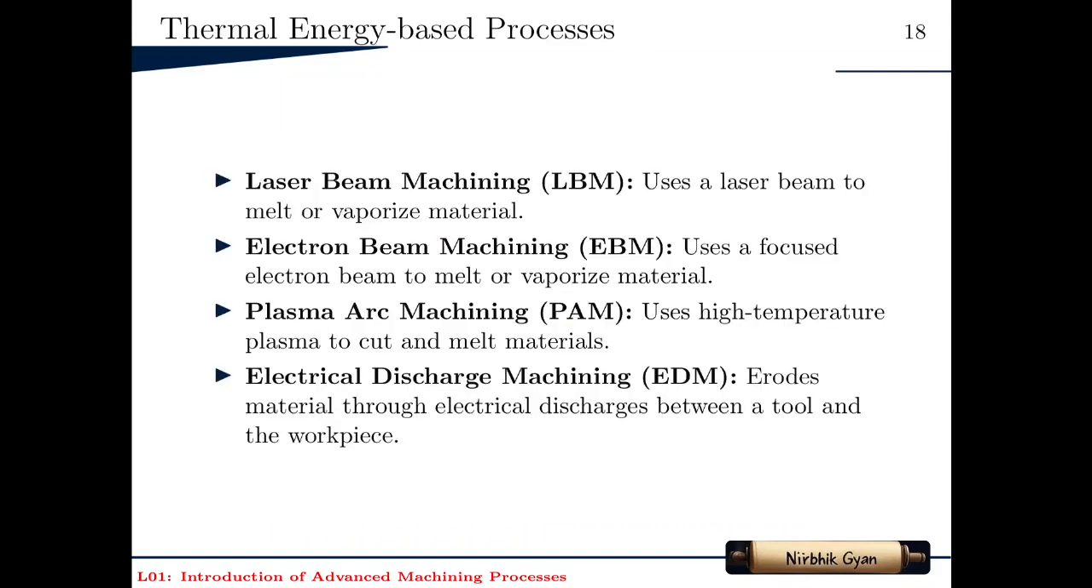In the thermal energy based category, laser beam machining uses a laser beam to melt and vaporize material. Electron beam machining uses a focused electron beam to melt or vaporize material, while plasma arc machining uses high temperature plasma to cut and melt materials. Electrical discharge machining erodes material through electrical discharge between a tool and the workpiece in a dielectric solution.